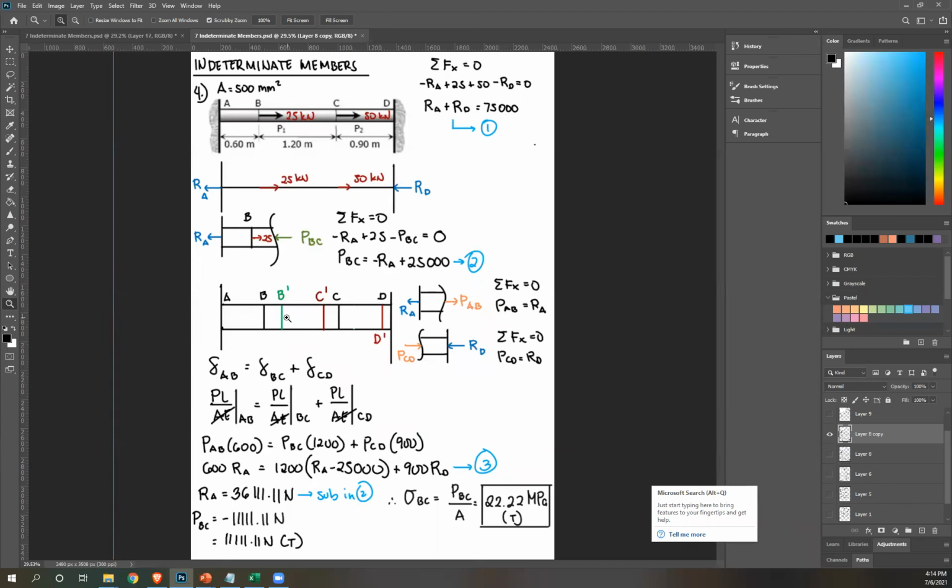Now, since this is in compression, right, only segment AB expands. Okay, so this is the final length of AB. Now, BC, again, you assume to be in compression, so it's going to compress, right? Same thing with CD. Therefore, if you're going to create your equation, only deformation delta AB is positive. So you'll get delta AB minus delta BC and minus delta CD because they're both in compression equals 0. Or again, you can rewrite as deformation AB equals deformation BC plus CD.